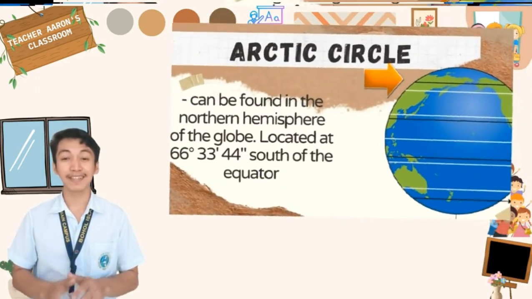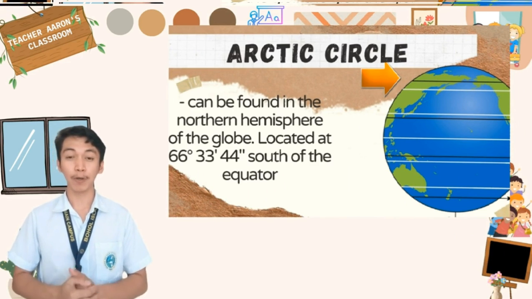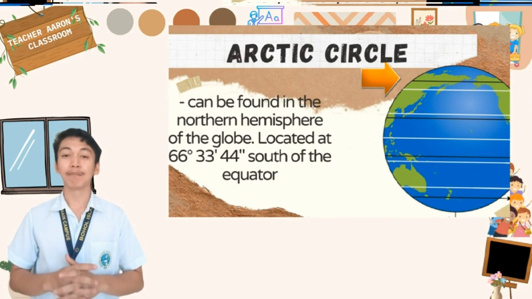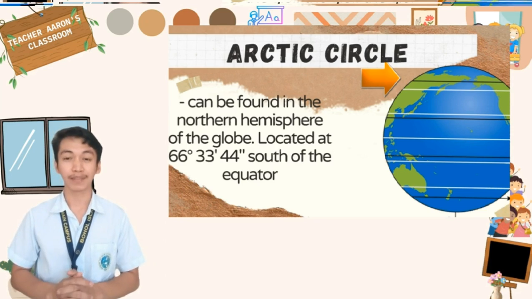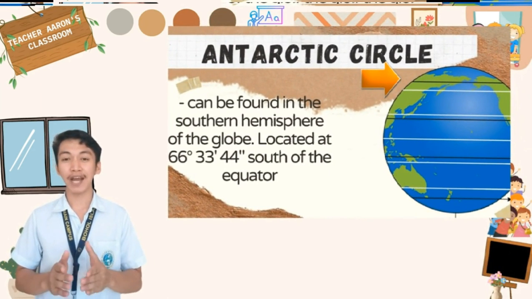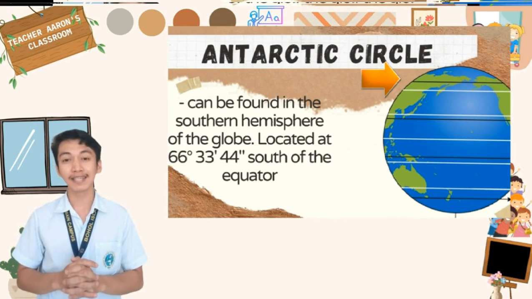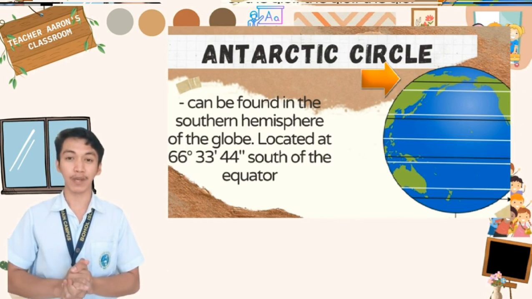Then we have the Arctic Circle. This can be found on the northern hemisphere of the globe. This is located at 66 degrees, 33 minutes, and 44 seconds north of the equator. And lastly, we have the Antarctic Circle, which can be found on the southern hemisphere of the globe, located at 66 degrees, 33 minutes, and 44 seconds south of the equator.